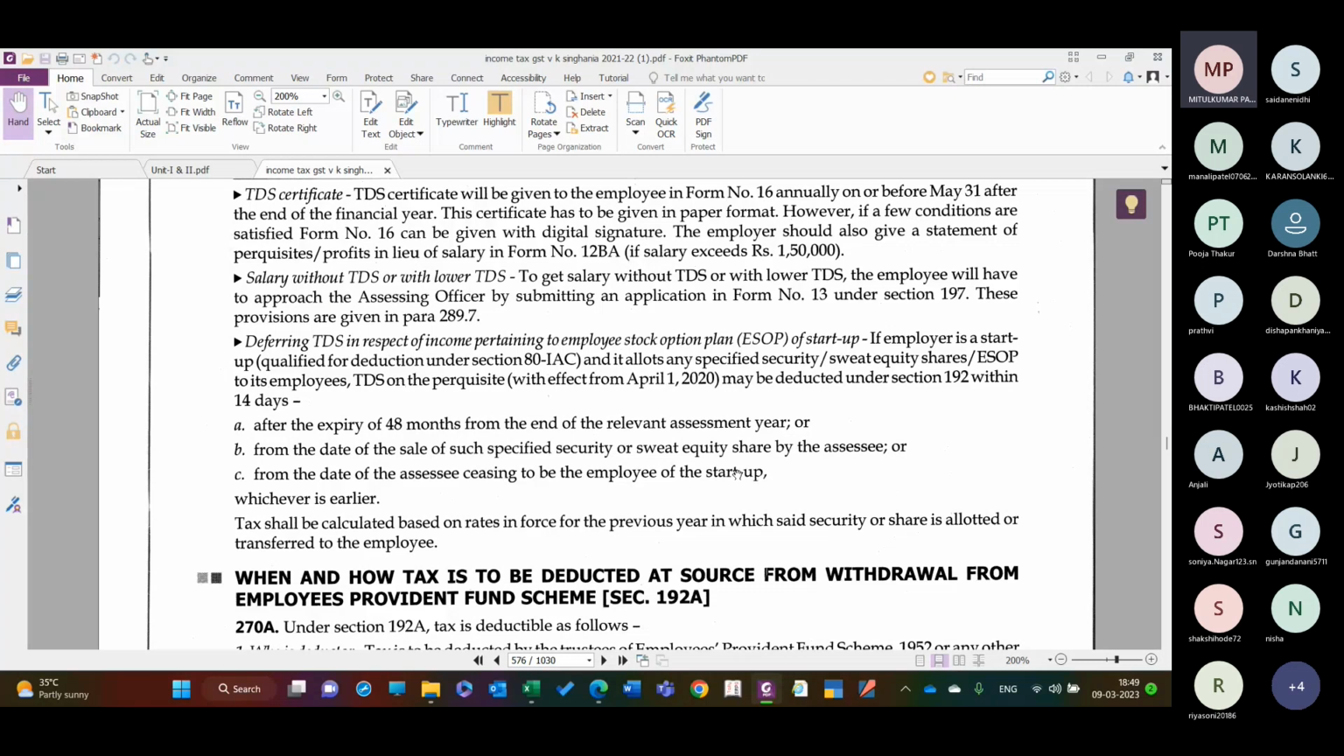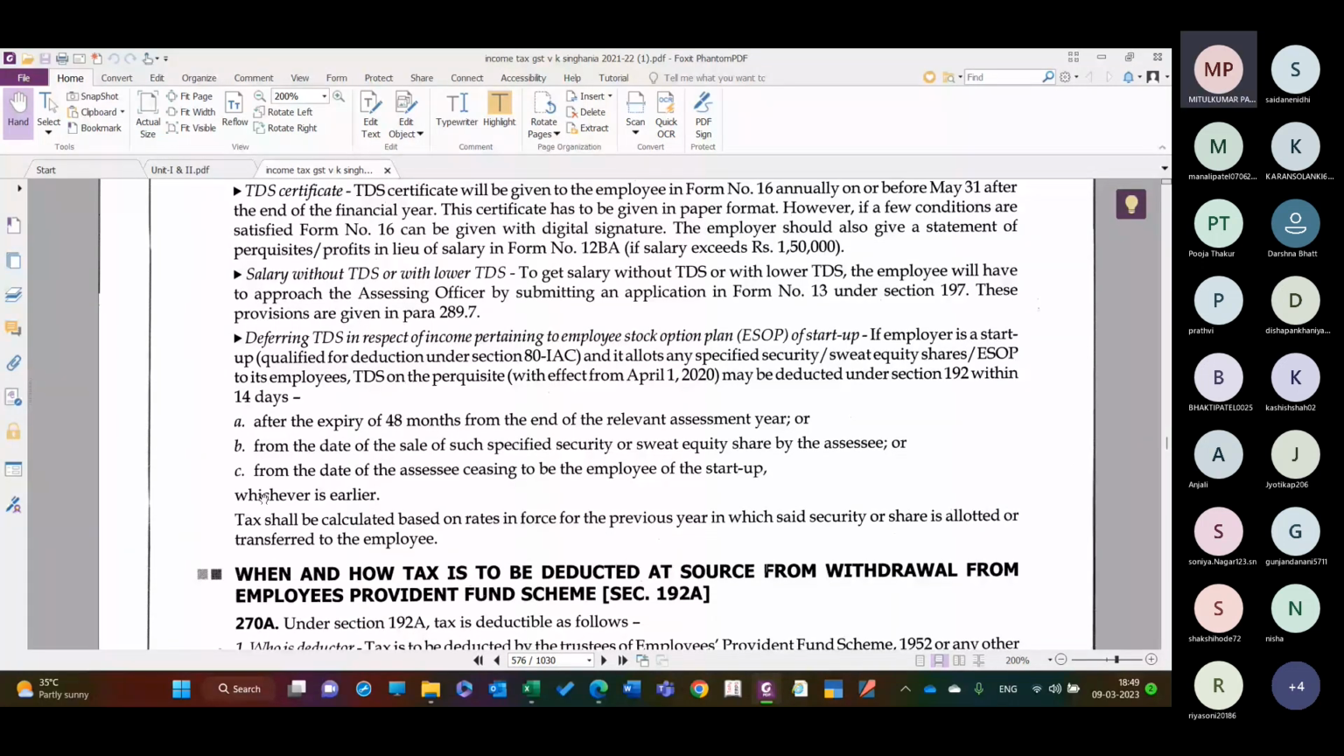तो ये जब कंडीशन सेटिस्फाइड हो जाएगी तो फिर आपको वहां पे TDS काटना पड़ेगा. The tax shall be calculated based on the rate in force for the previous year in which the said security or shares is allotted or transferred to the employee. तो उस हिसाब से आपको TDS काटना पड़ेगा. समझ में आ रहा है बच्चों? सेक्शन 192. Yes, sir.